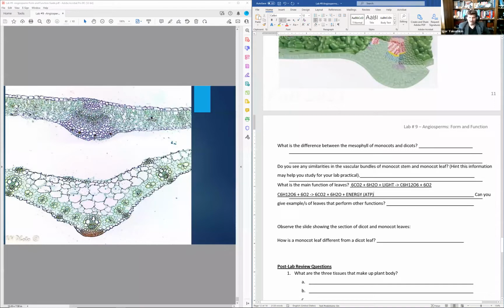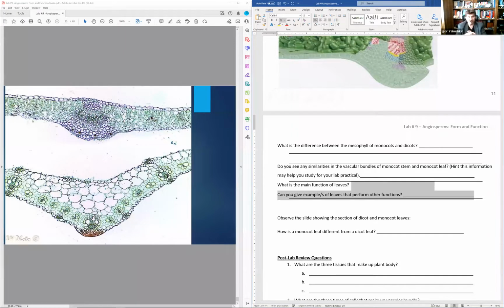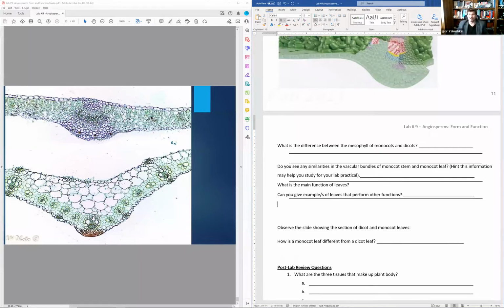Can you give examples of leaves that perform a function other than photosynthesis? Thorns in the cacti. That would be another function. Remember, we're talking about the flowers. They are modified leaves. For what? For sexual reproduction. Ta-da!